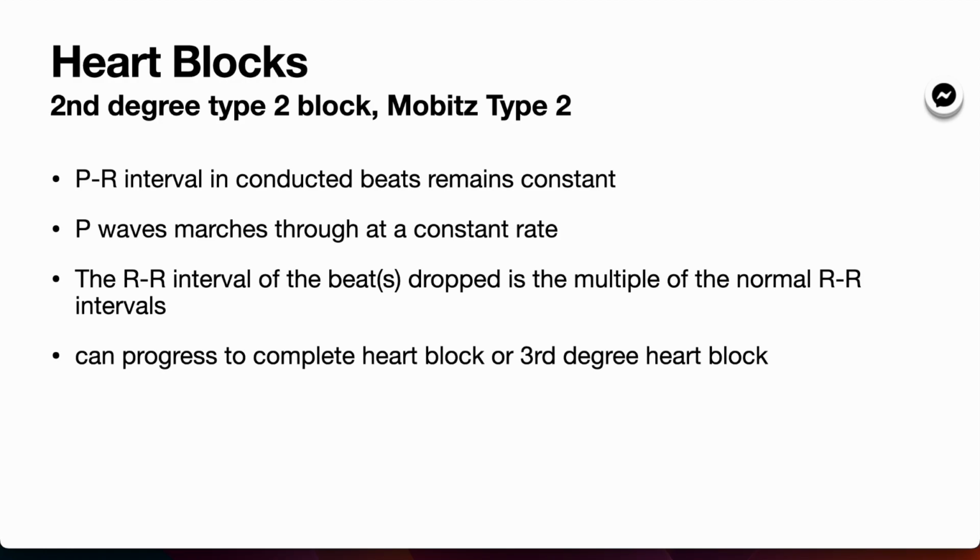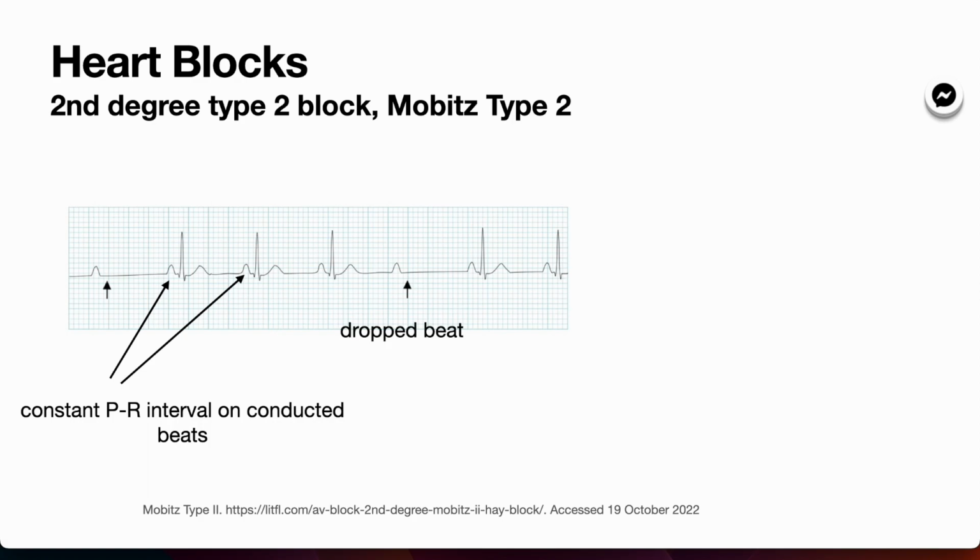So the R-R interval of the dropped beat is a multiple of the normal R-R intervals, and it can progress to a complete heart block or third degree heart block. What I mean is that you can see constant PR intervals on these conducted beats, but it will simply drop a beat. The next P wave will either conduct or not conduct. So that's the second degree type 2 block.